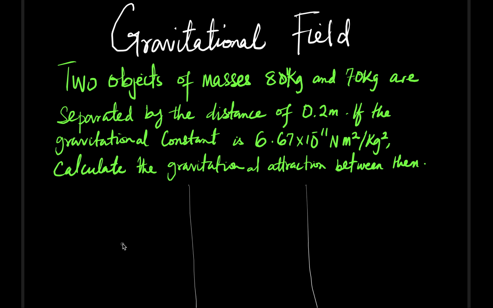So wetin you go do now? The question say two objects of masses 80 kg and 70 kg are separated by the distance of 0.2 meters. So na distance be this particular one wey dey here. See the first mass, see the second mass. Pay attention o. If the gravitational constant, they don tell you say this one na gravitational constant, see the units, Newton meter square per kilogram square. Calculate the gravitational attraction between them. The gravitational attraction between them na the gravitational force be that wey we dey talk about o.